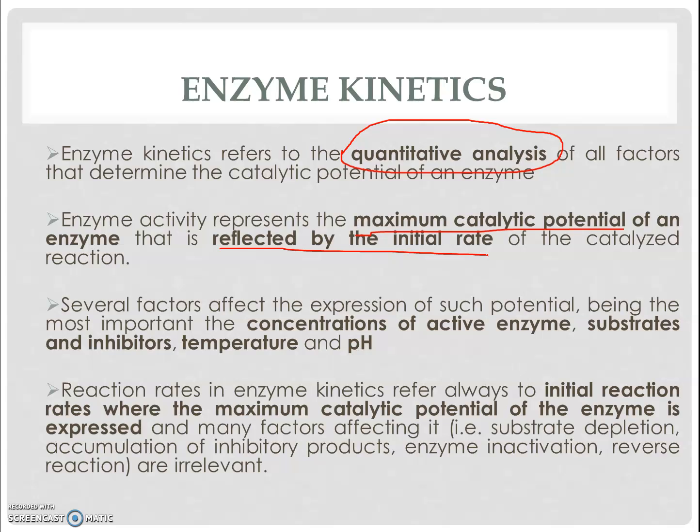There are several factors that affect the rate of reaction in enzyme kinetics. The most important factors are the concentration of the enzyme itself, which is active. There might be a deactivated enzyme, so we only consider the concentration of active enzyme, and the substrates and inhibitors, their concentration. The temperature, and also pH.